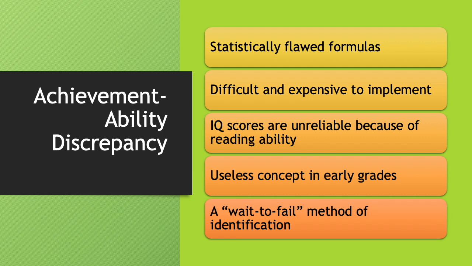We also want to make sure we avoid a wait to fail method of identification, which is what this system did. We waited for the child to show difficulty for a long period of time before testing them with their ability versus their IQ score.